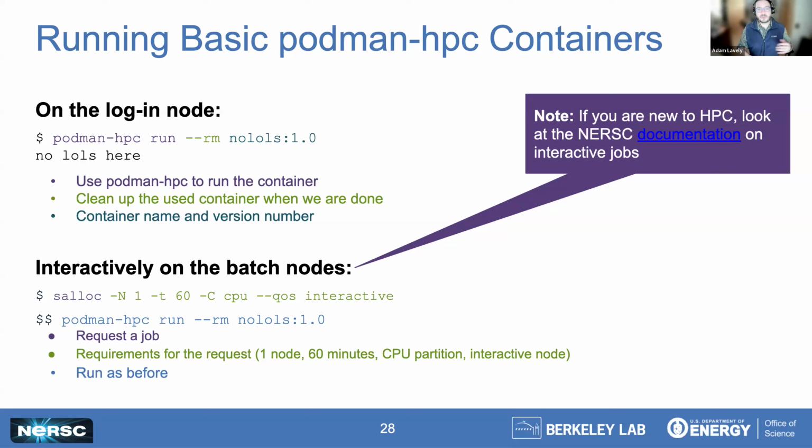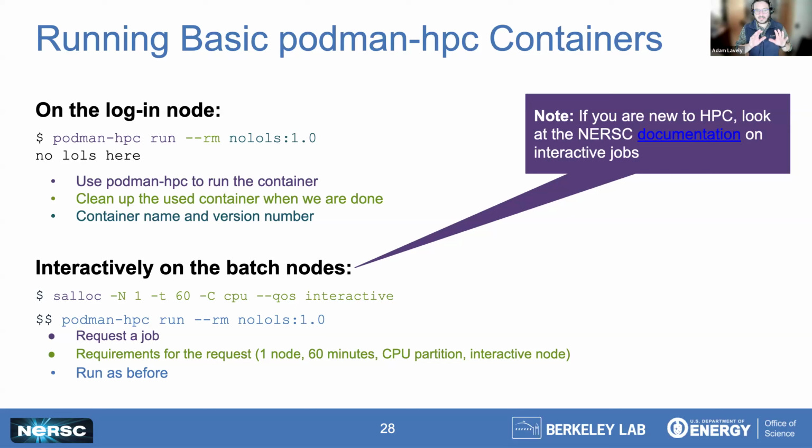If you've pulled the container down, you can run this. You can see what is happening on the login node. You can also run this on batch nodes. So you'll see that the first line that I have here is requesting a job. We do that using salloc. And then we have a whole bunch of requirements for this request.